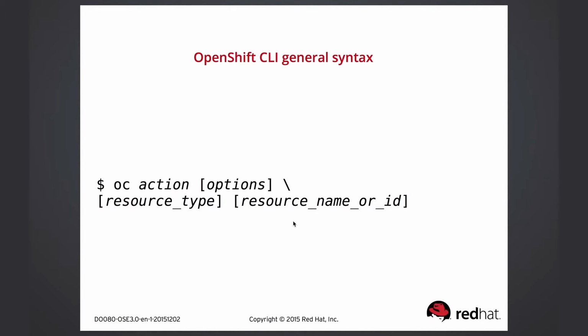The resource type refers to the type of resource the action will be performed on, for example, a service or a node. The resource name or ID refers to the name or ID of the specified resource type. So for example, if I was to use a pod, the pod name would be one of those interesting names that ends with numbers and letters at the end of it. So now I'm going to demonstrate using some of these commands.